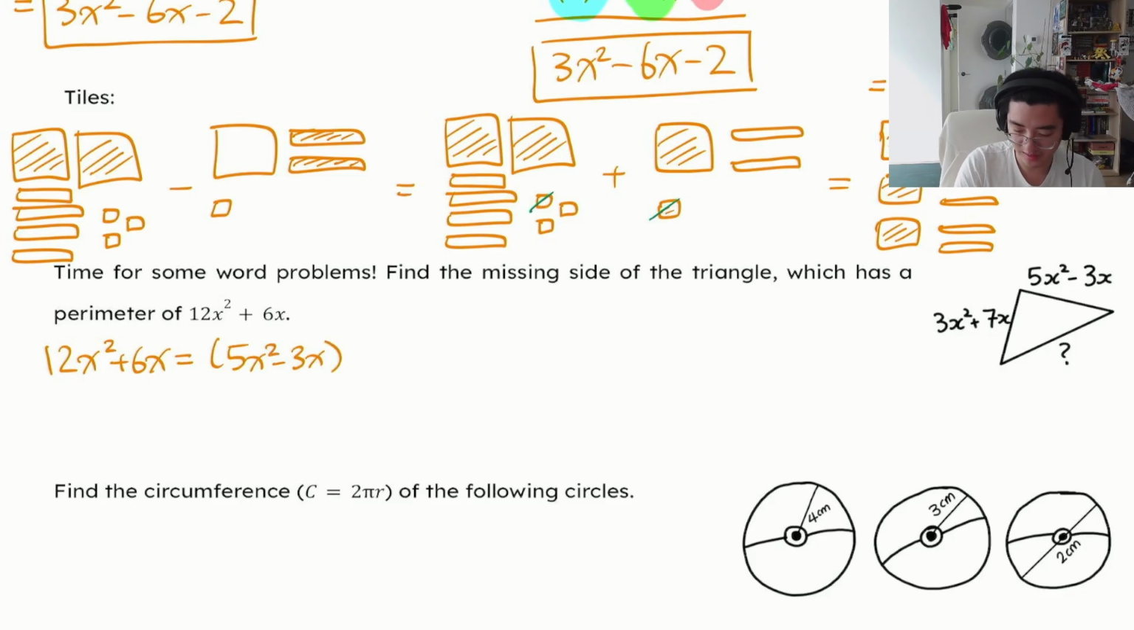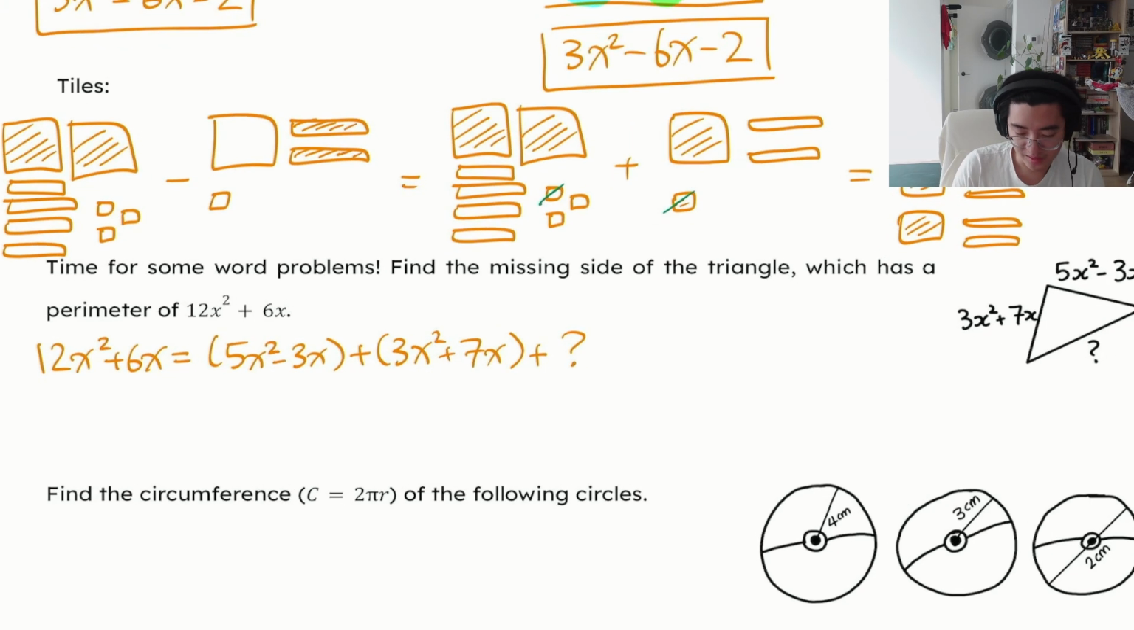We got our first edge here. We got our second edge here. Okay, and then add it to the question mark. From there, we'll have to find this missing side length. Right, so now in order to find this missing side length, what do we do? Right, we know the total perimeter is this, and plus something else.